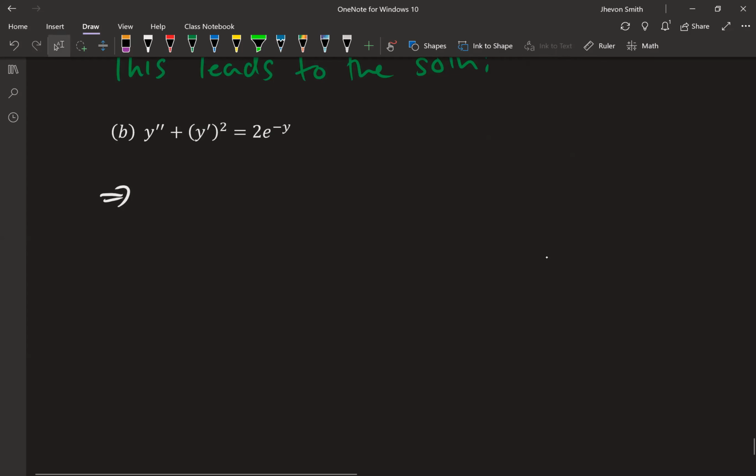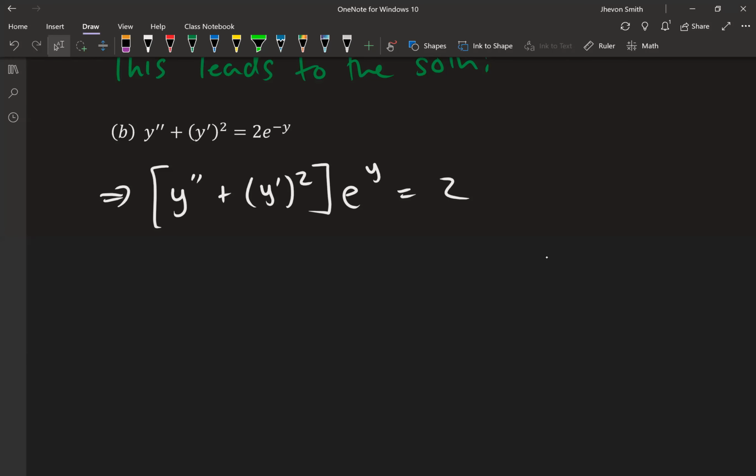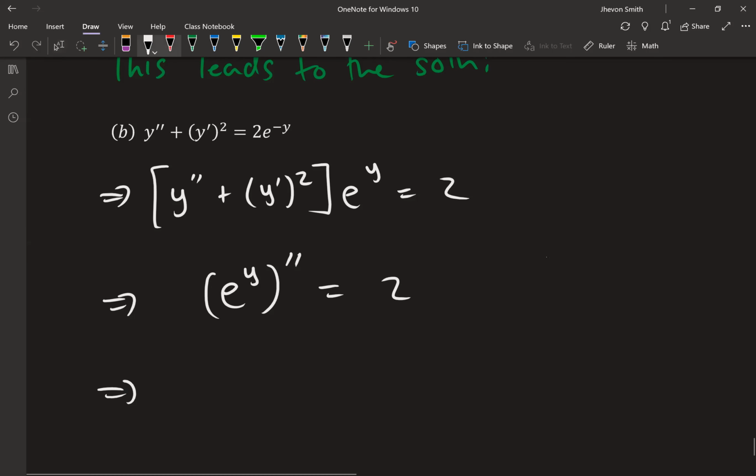First, multiply both sides by e to the y. Notice that the left side is actually e to the y double prime, which means you can integrate this and you would get e to the y prime by the fundamental theorem of calculus. This side you're going to get 2t plus a constant.